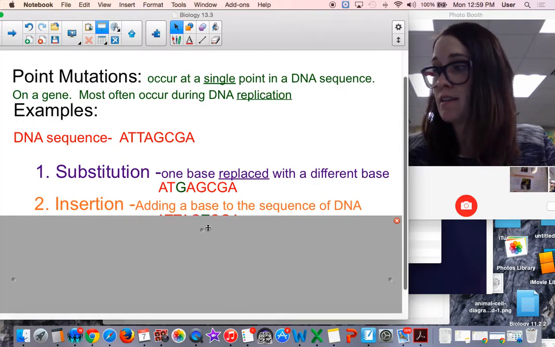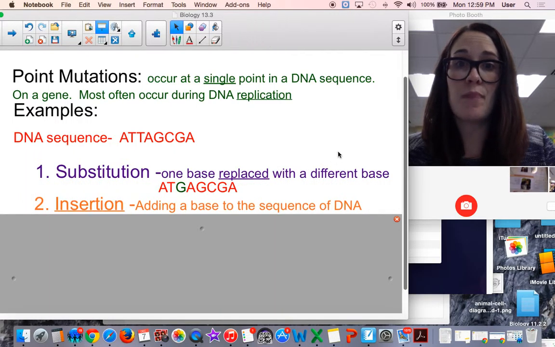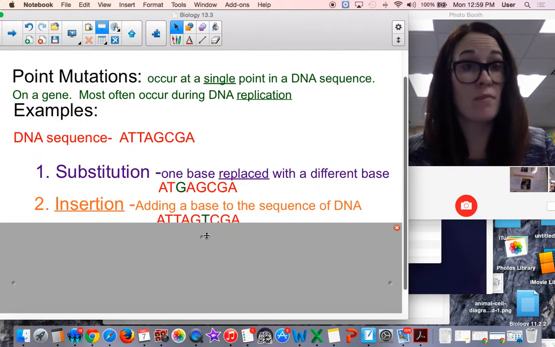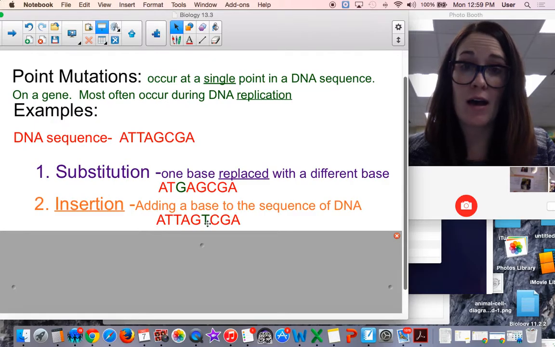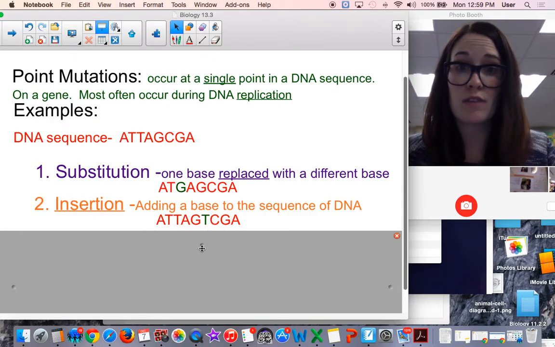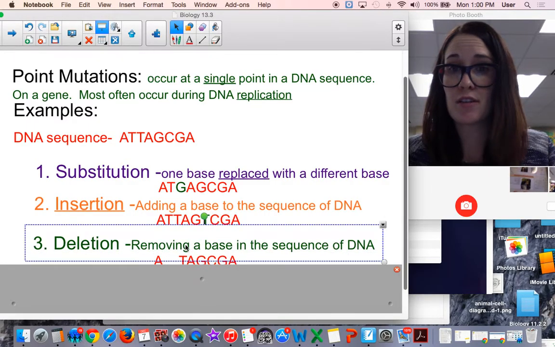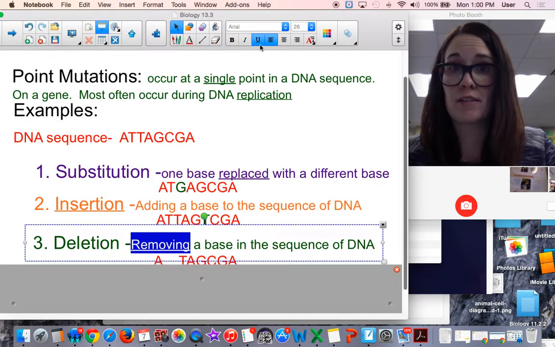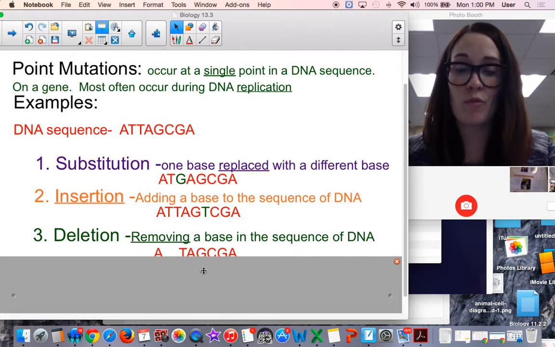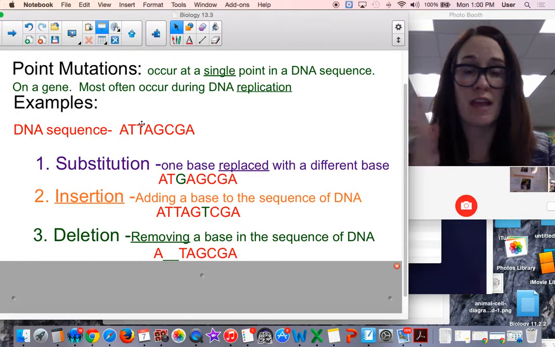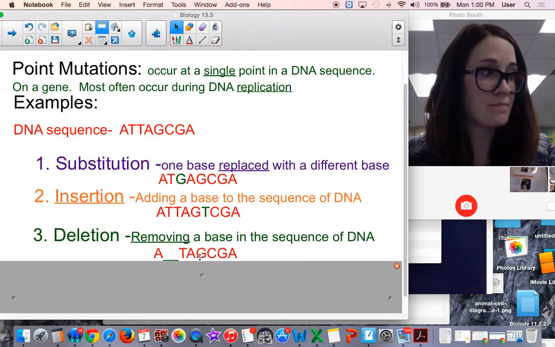Insertion mutation. So add in the word insertion. That's another type of point mutation, adding a base to the sequence of DNA. So another base is just put into that same sequence. You can see after the G here, a T has been inserted into that DNA sequence. The third type of point mutation is called a deletion mutation, and it's when a base is removed from that DNA sequence. An example would be, in our original sequence, if a T was just taken out. And if you squish it together, it would just be ATAG. Okay?